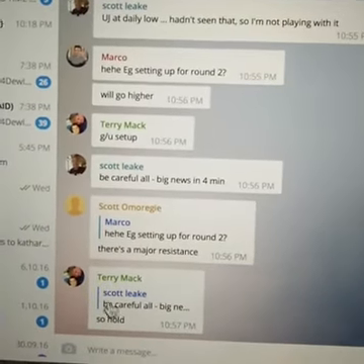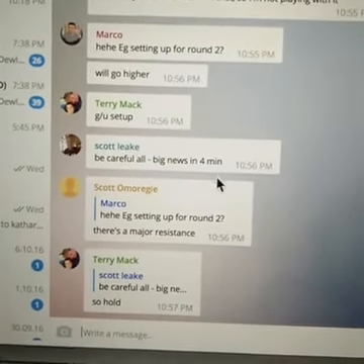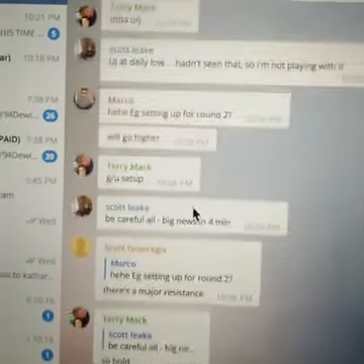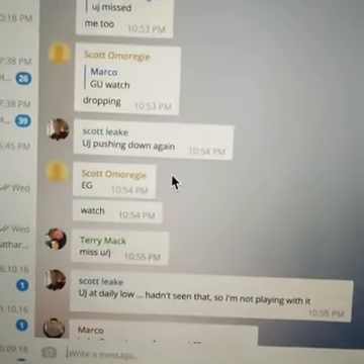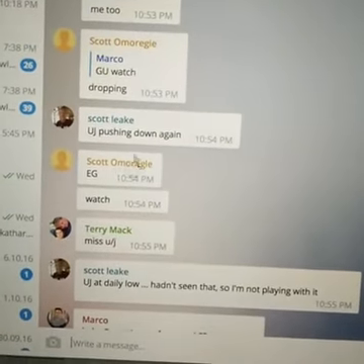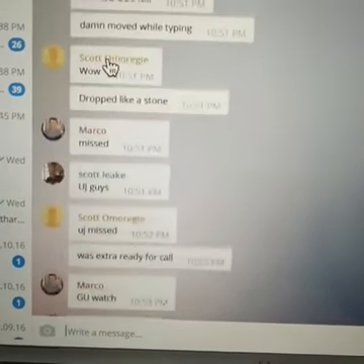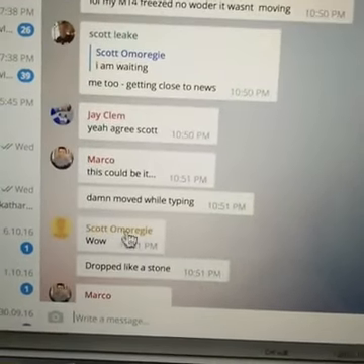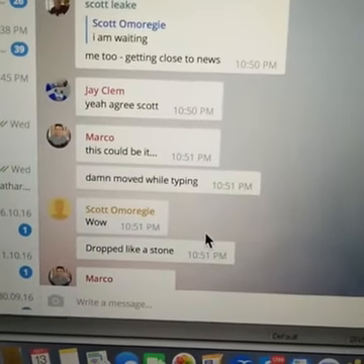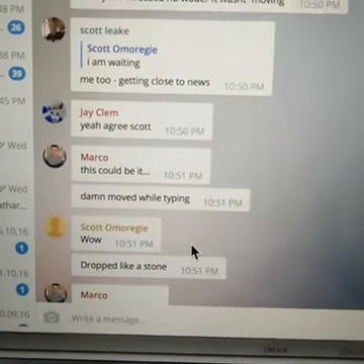GU setup, be careful, big news in 4 minutes. It's major resistance. Okay, so this is where you can see experienced members helping the newbies. And what's very heartening as well is that some people like Scott, and Scott, if you're watching this, shout outs to you because you're doing a great job.